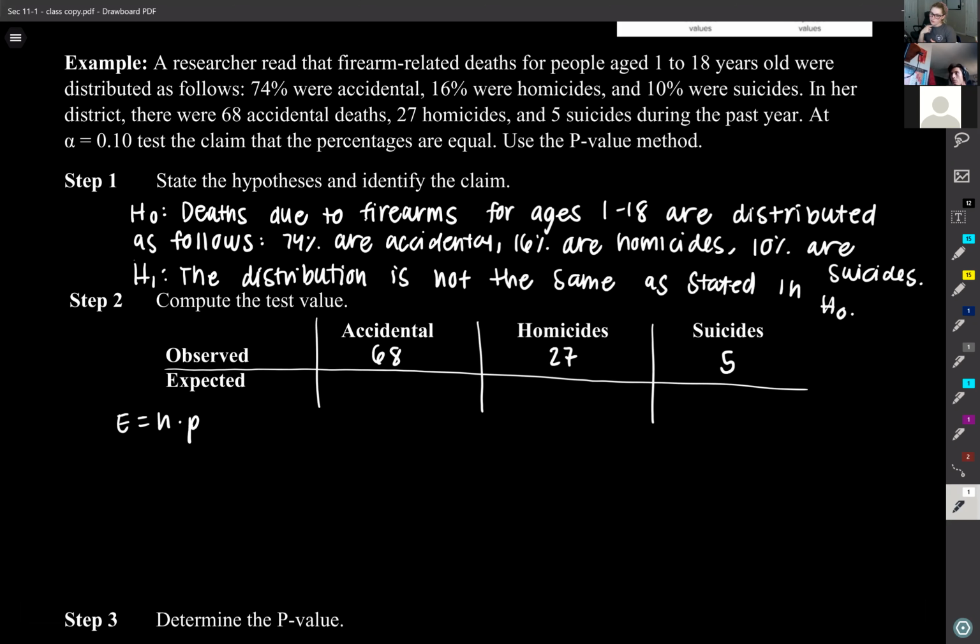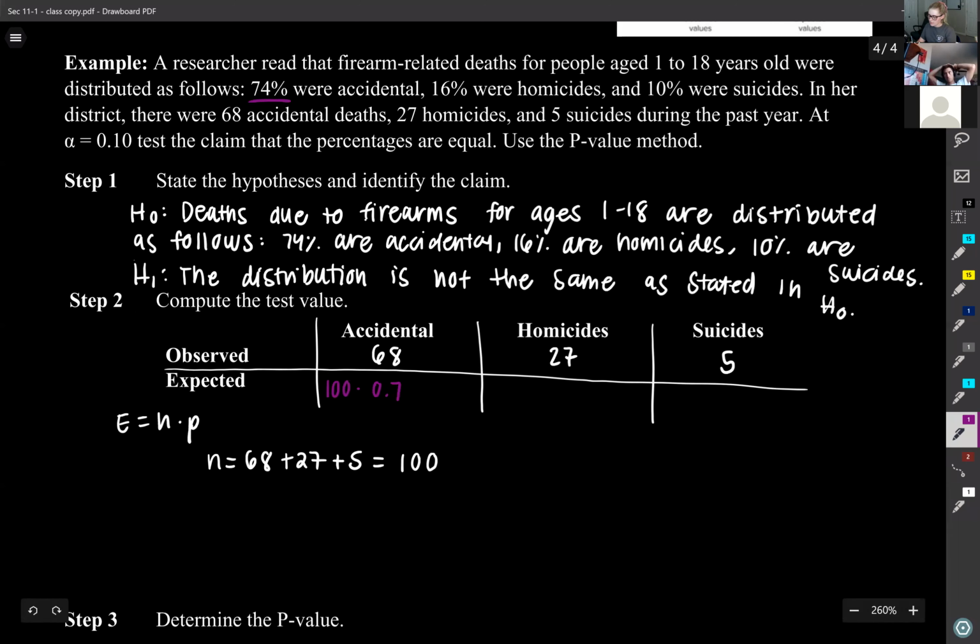N is going to be the total number in the sample. So the total number in the sample is 68 plus 27 plus 5, which ends up nicely being 100. And then for each of these categories, we do N times the probability of that type of event. So for accidental, we have 100 times 0.74, which gives you 74. For homicides, 100 times 0.16, so 16. And for suicides, 100 times 0.10, so 10.